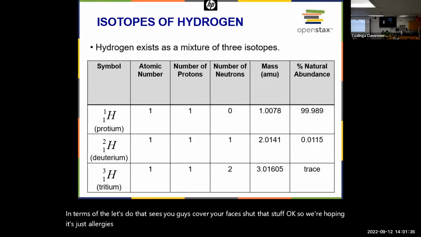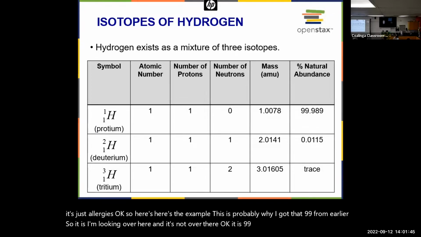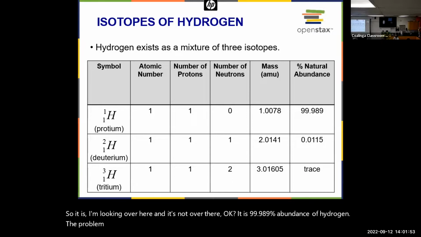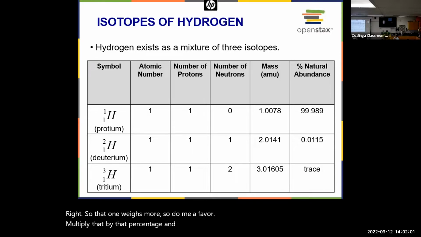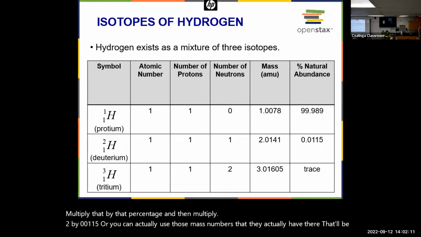Okay, so here's the example. This is probably where I got that 99 from earlier, right? It is 99.989% abundance of hydrogen, or protium, right? So that one weighs 1. So do me a favor, multiply that by that percentage. And then multiply 2 by 0.0115. Well, you can actually use those mass numbers that they have there. That would be the easiest way.